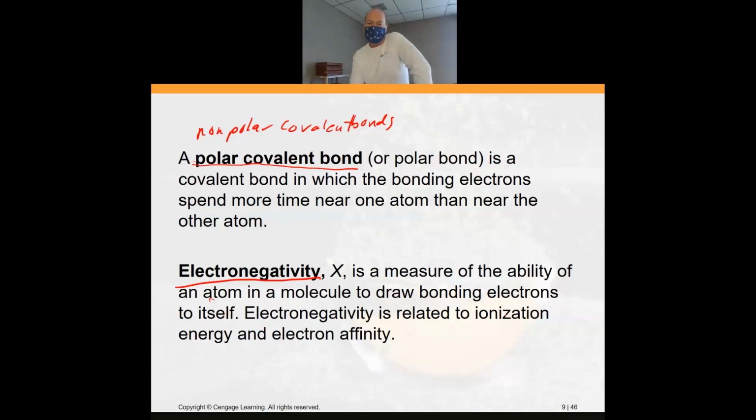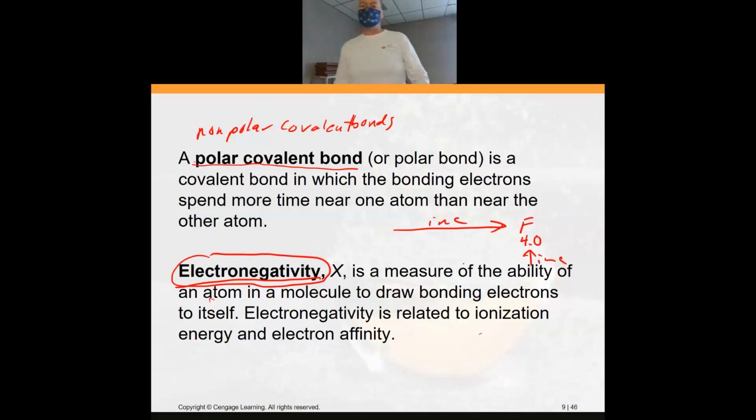All right, so electronegativity is the measure of an atom's ability to hold on to electrons. All right, and it is related to electron affinity. So the highest electronegativity is fluorine with a perfect 4.0. It increases to fluorine. So from left to right, it increases, and from bottom to top, it increases, right? So fluorine wants to hold on to its electrons the tightest, all right?